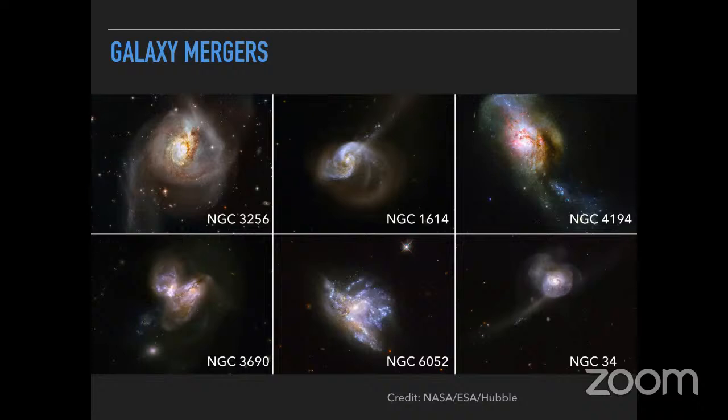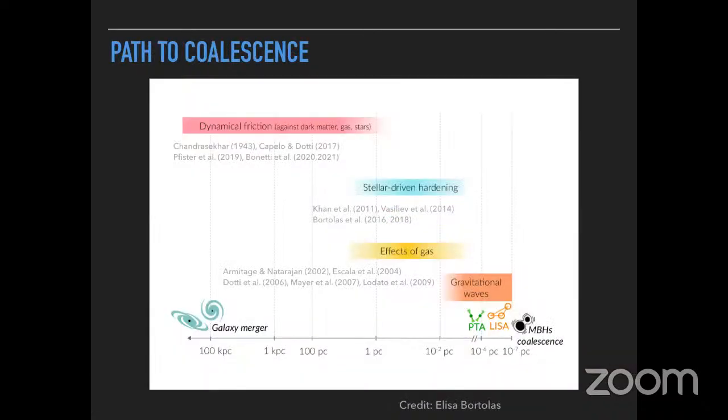Understanding the interaction between a binary and its gaseous environment is crucial because at sub-parsec scale, the binary is still too wide for gravitational waves to take over and drive the binary to merge. So this is a schematic view of the path to coalescence for a massive black hole binary. After a successful dynamical friction-driven stage, the binary then experiences interactions with the stellar environment and gaseous environment before being completely gravitational wave driven. So below, let's say, 10 to the -3 parsecs, everything is governed by gravitational wave emission, and so we just have the binary that merges.